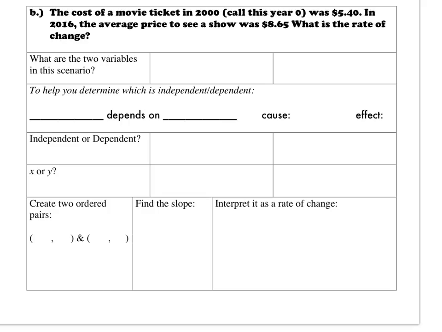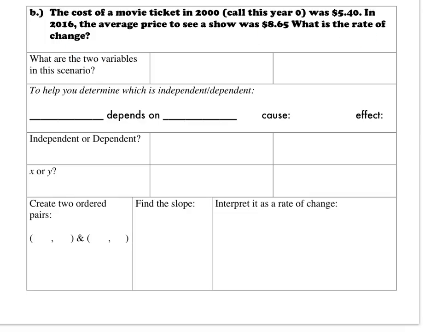So now let's take a look at B. So B is saying that the cost of a movie ticket in 2000, we're going to call this year 0, okay, so that's helpful, was $5.40. In 2016, the average price to see a show was $8.65. What is the rate of change?